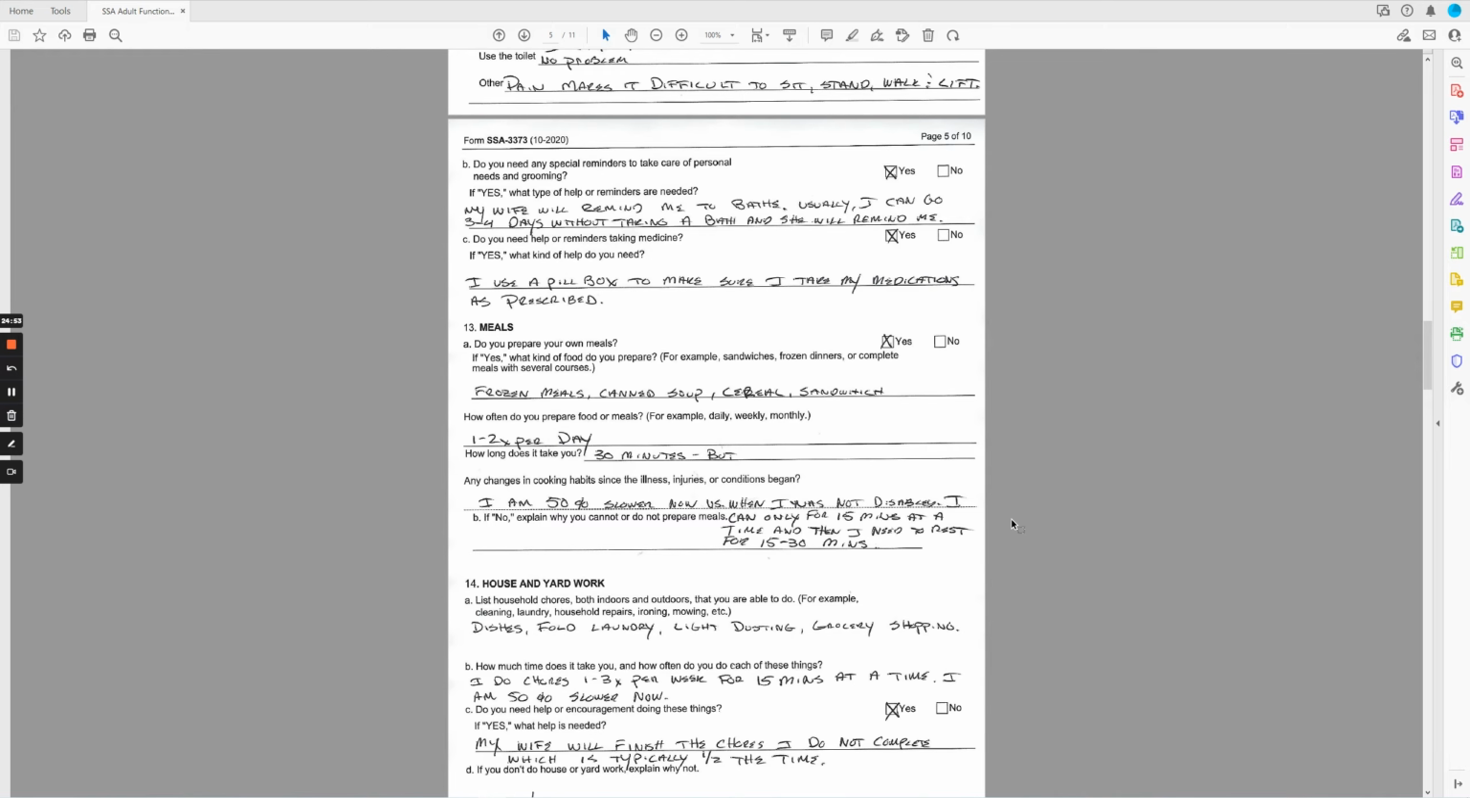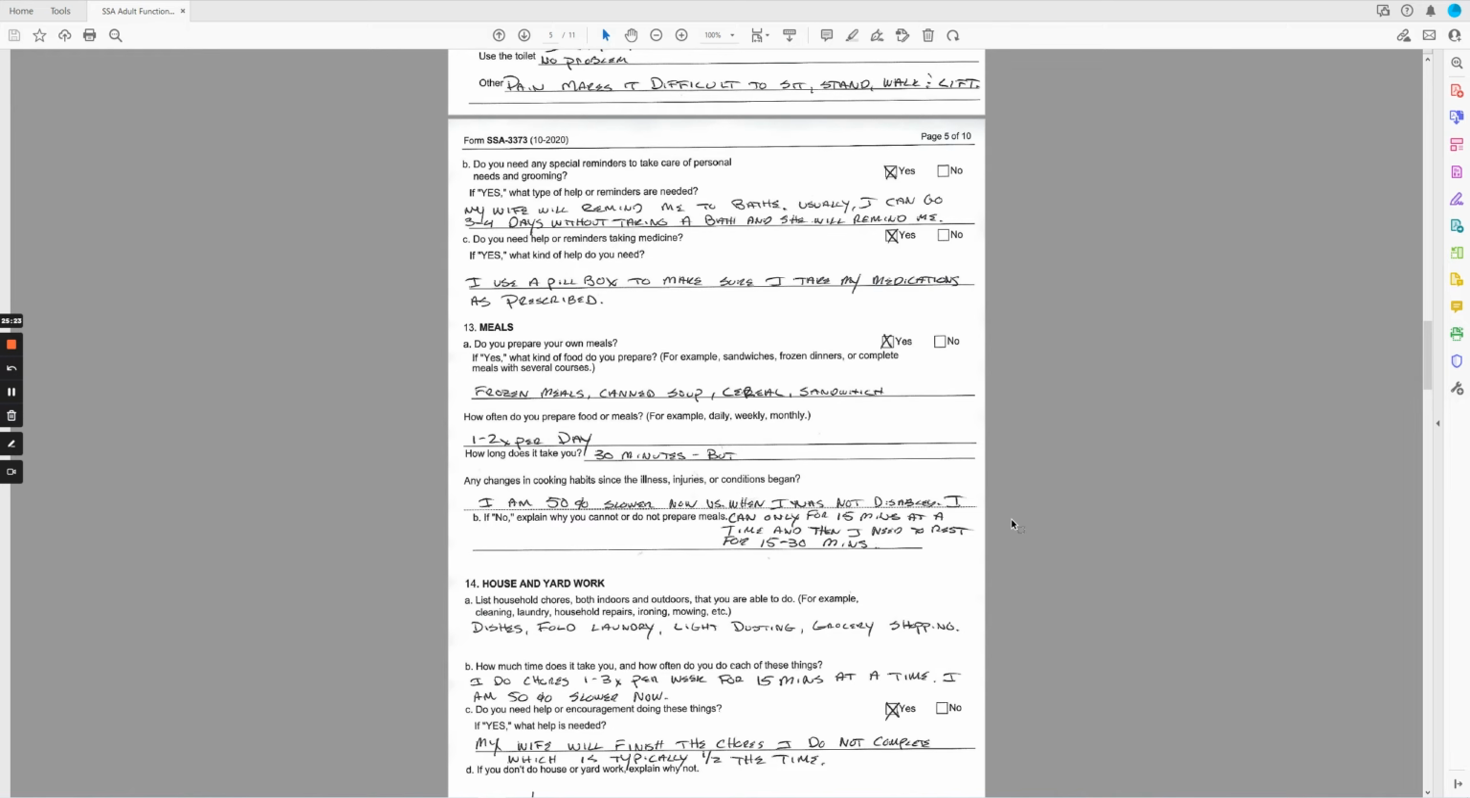And then how often do you prepare these meals? 1 to 2 times a day. How long does it take? 30 minutes, okay? And so down below, you can see any changes in cooking habits since the illness or injuries or conditions began. It's really important that I'm consistent because the pain has interfered with my ability to be as quick as I once was before I was disabled. So I'm 50% slower now than when I was not disabled.